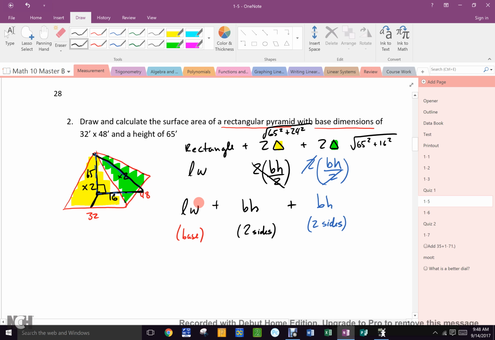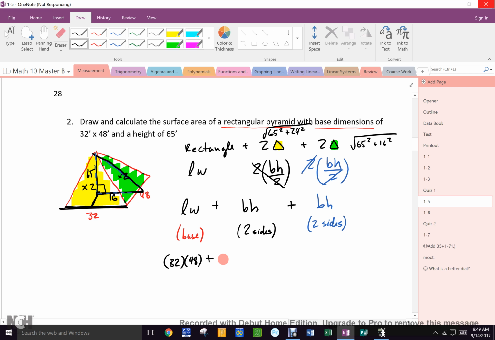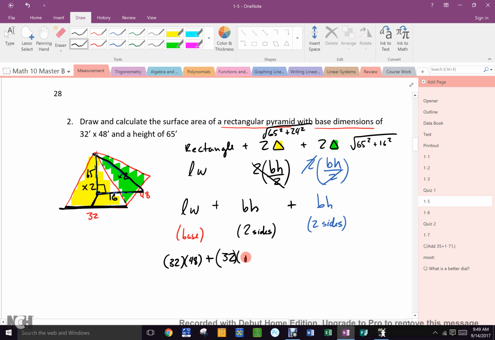What goes in for length and width on the base? 32 times what? 48. Nicely done. Plus base times height. What's the base of the yellow triangle? And what's the height? We got it right up here, don't we? The square root of 65 squared plus 24 squared. What's the base of the green triangle? 48. And the height is the square root of 65 squared plus 16 squared.